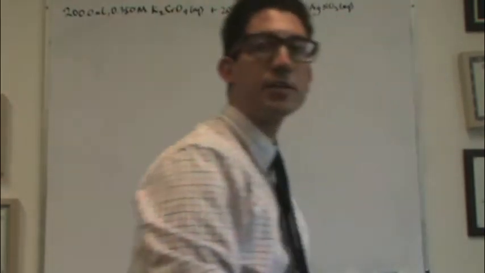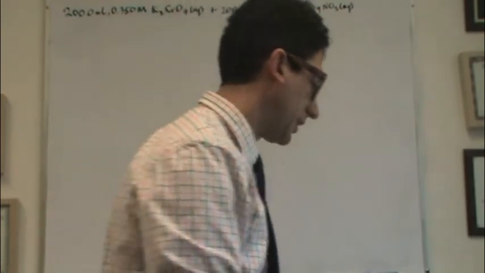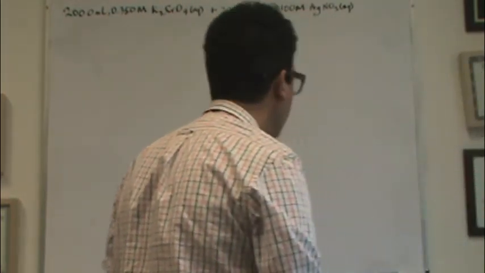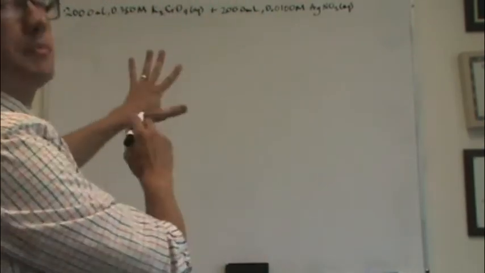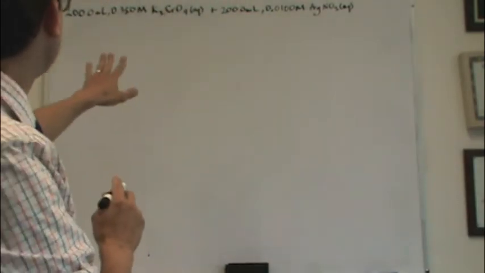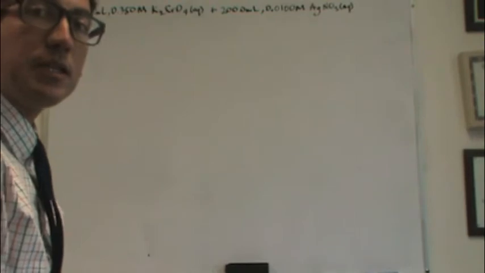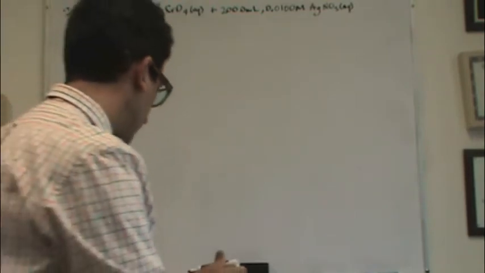This question is actually, at least this quarter, in your homework. And it's in your textbooks, number 35. To get this started, because we're mixing two things together, the potassium chromate and the silver nitrate, they're going to change concentrations once they mix. So we need the concentration upon mixing.